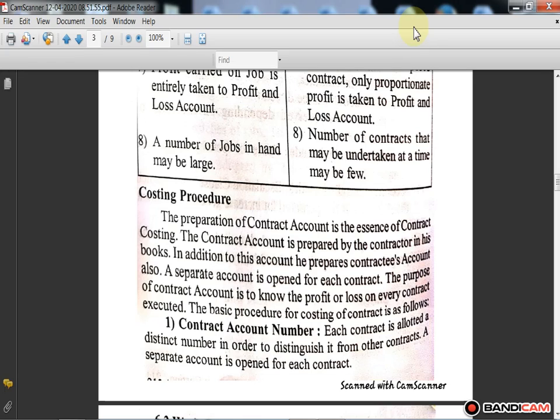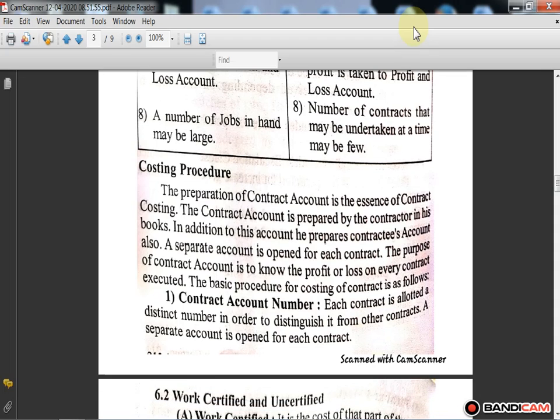Costing procedure. The preparation of contract account is the essence of contract costing. The contract account is prepared by the contractor in his books. In addition to this account, he prepares the contractee's account. A separate account is opened for each contract. The purpose of contract accounting is to know the profit or loss on every contract executed. The basic procedure of contract costing is given here.